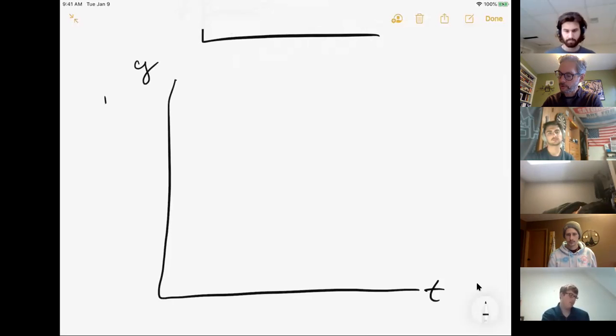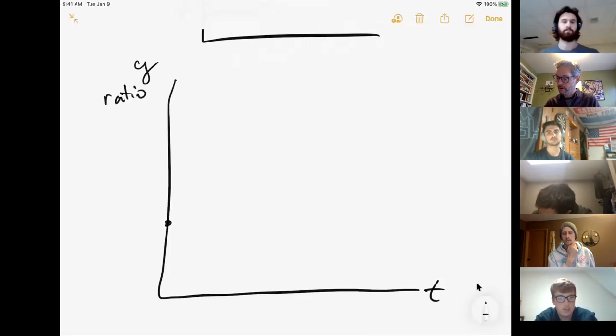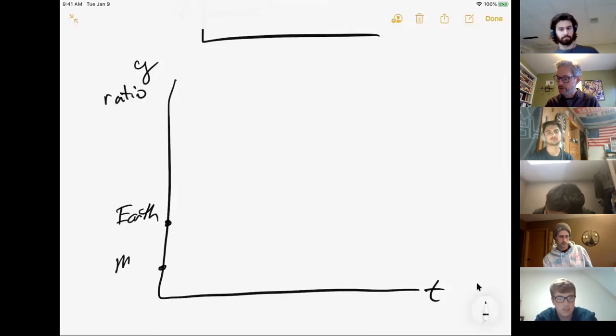And I'm going to put this on a ratio scale. And for many of your graphs, or when you do a graph like this tomorrow, you need to make clear whether you have a ratio scale or levels, okay? You need to make sure whether you're using a ratio scale or levels, because obviously that's going to completely change what your graph looks like. So here we have Earth, and here we have Mars.